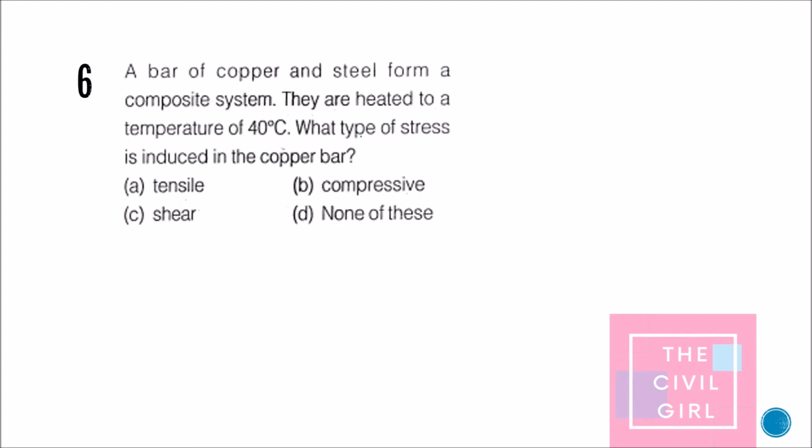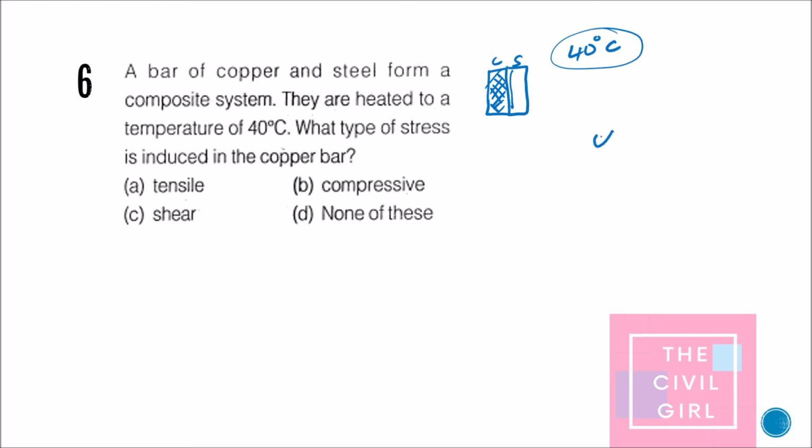Next question: a bar of copper and steel form a composite material. Say this is my copper and this is my steel. They both form a composite material. They are heated to a temperature of 40 degrees centigrade. What type of stresses is induced in the copper bar? So the shaded bar is going to be my copper bar. They are asking what type of stress.